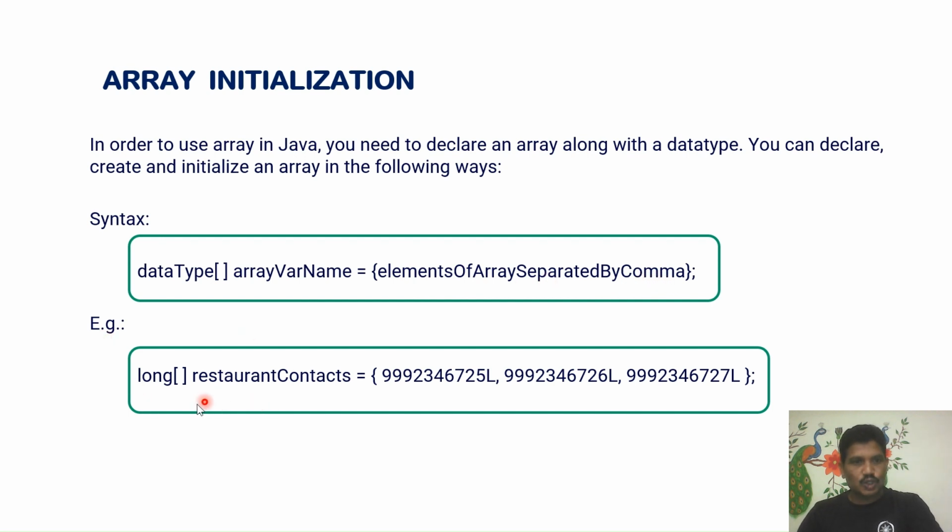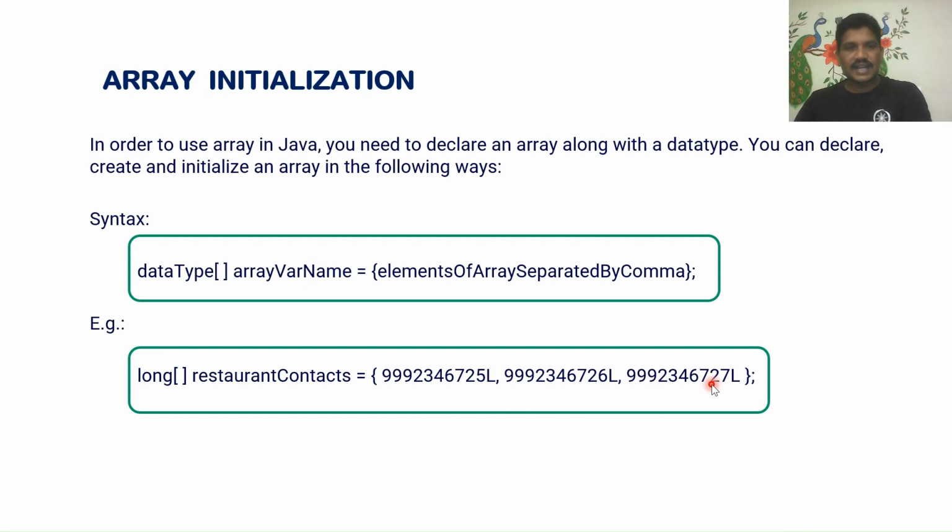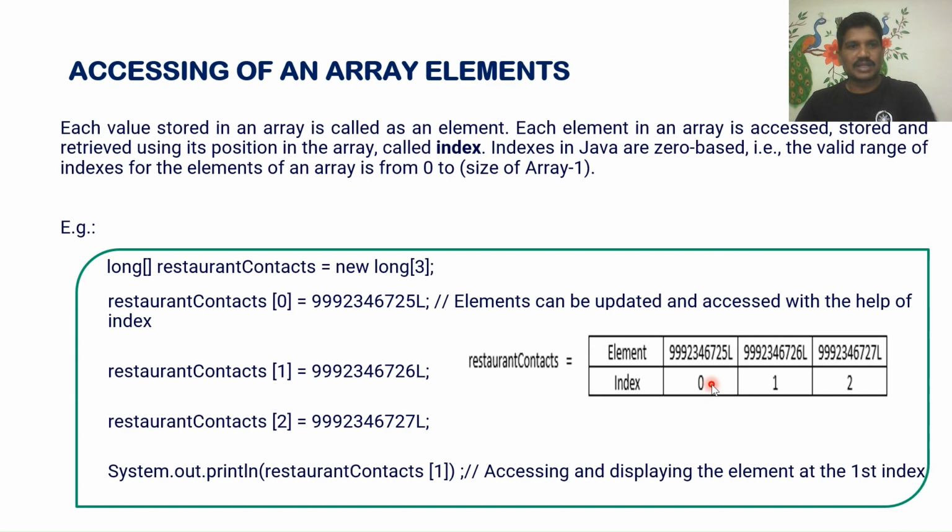The example is also given here. The long data type, and restaurant contacts is the name of the array. Then three values, three pieces of contact information, have been initialized: index 0, index 1, index 2. Clear? The next slide is how to access array elements.